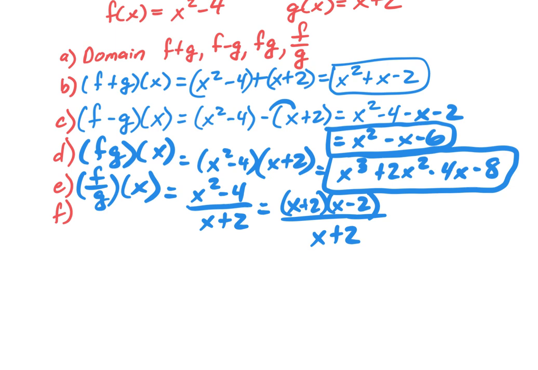And then what's nice about this is I see that I have an x plus 2 on top and bottom. That may not always happen, but in this case, the x plus 2's can disappear, and we're left with x minus 2.